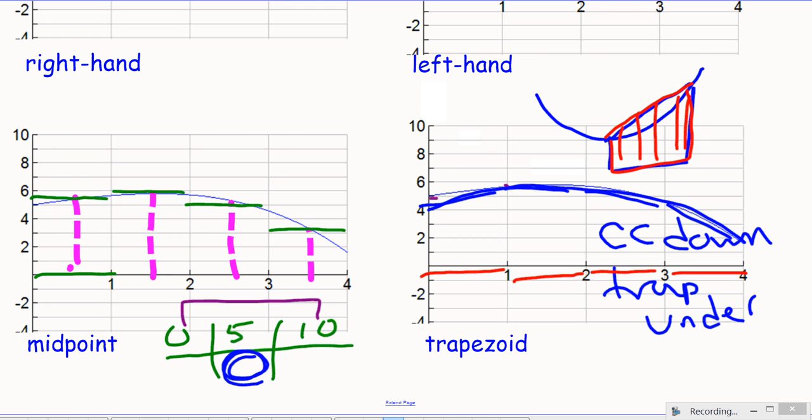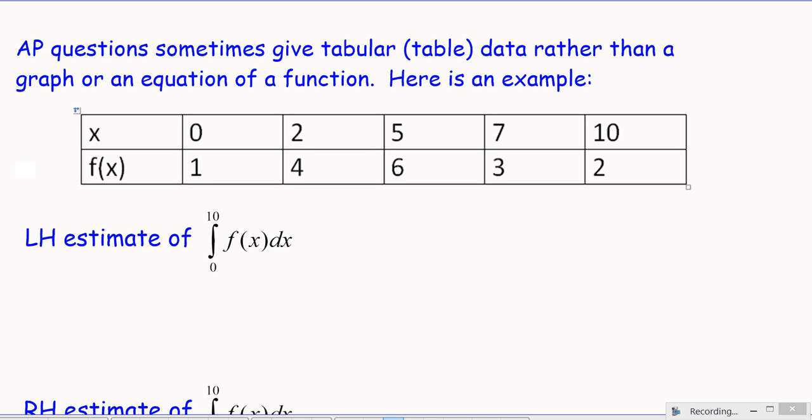And the AP writers have gotten around that by either giving you a non-calculator question about it or by making the trapezoids unequal. And this would be an example of the kind of table that you might see where you're not actually given the function as a rule or an equation, or even as a graph. You're just given discrete points and then asked to do some sort of estimate with trapezoids. That's the kind of thing that's been more common as of late.